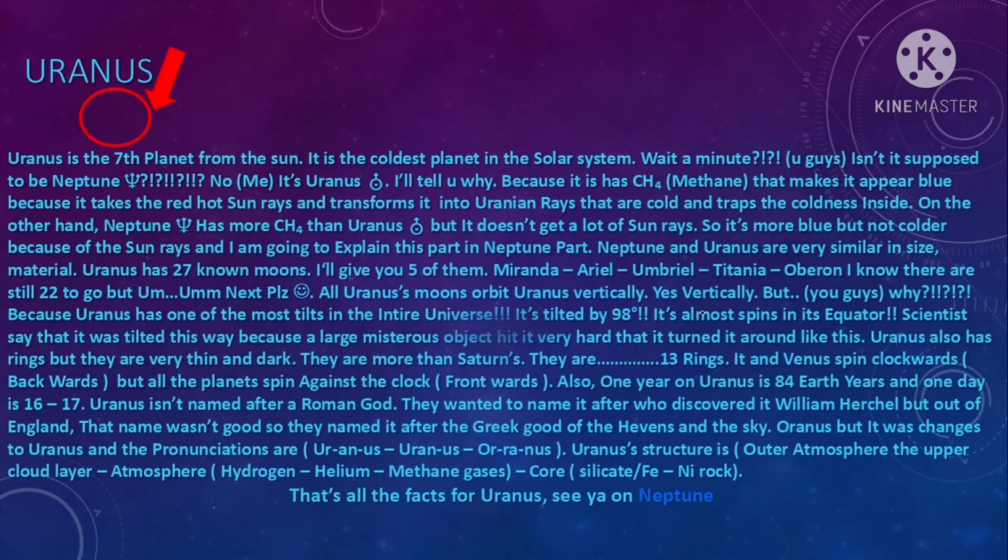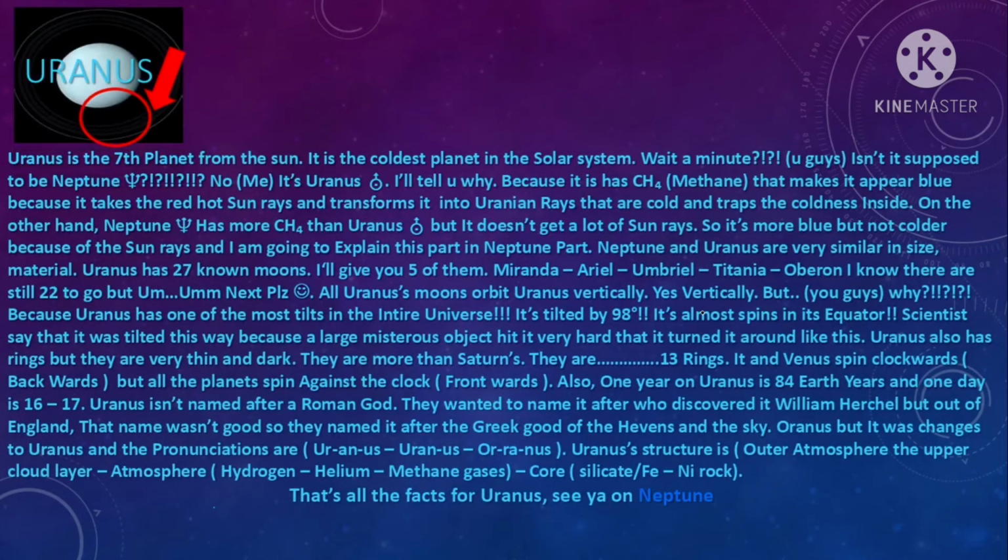Uranus is the 7th planet from the Sun. It is the coldest planet in the solar system. Wait a minute, you guys. Isn't it supposed to be Neptune? No, it's Uranus. I'll tell you why.